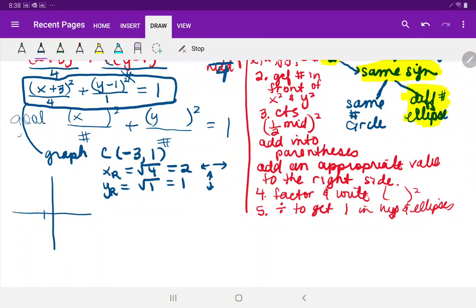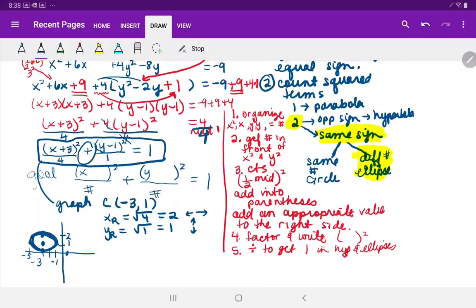So I'll draw a little sketch. Negative 3, 1. And then left and right 2. And up and down 1. And then that was a plus, so that was the ellipse. So that's the ellipse. You don't draw the box. Remember, the box is the one that's for the hyperbola. So there's my ellipse. And it goes up to 2, down to 0, left to negative, and then what? It went 2 over, so negative 5 now.